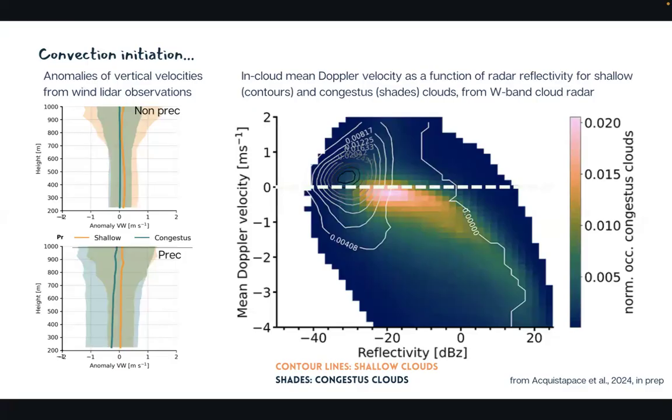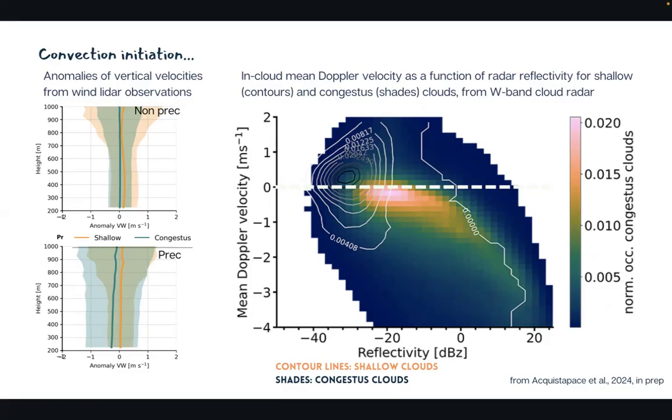On the left, you see the anomalies of vertical velocity from wind lidar observation, in the upper panel for non-precipitating clouds, in the lower panel for precipitating clouds. On the right, instead, we look at in-cloud pixels as seen from the cloud radar. On the y-axis, we have the mean Doppler velocity in meters per second as a function of radar reflectivity on the x-axis. Here again, we have contour lines for shallow clouds and shades for congestus clouds. All these data are from the W-band.